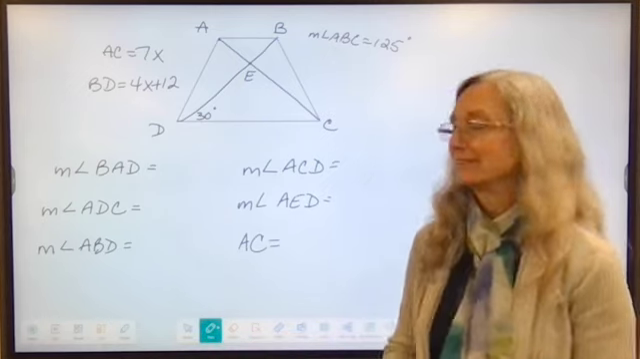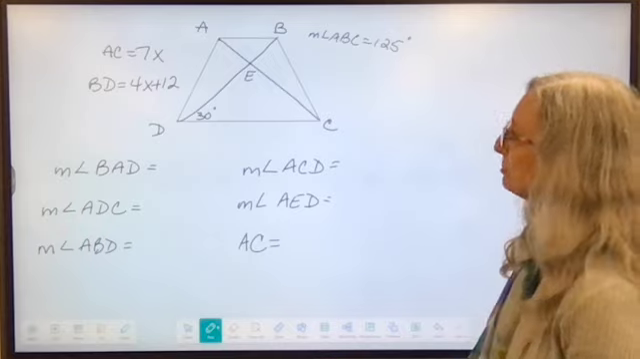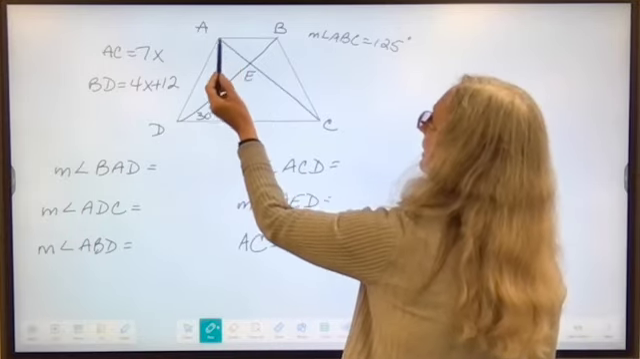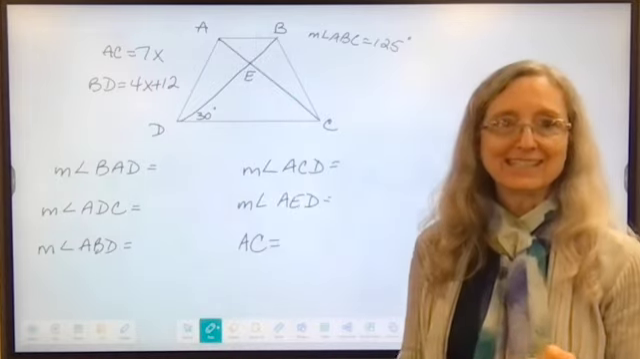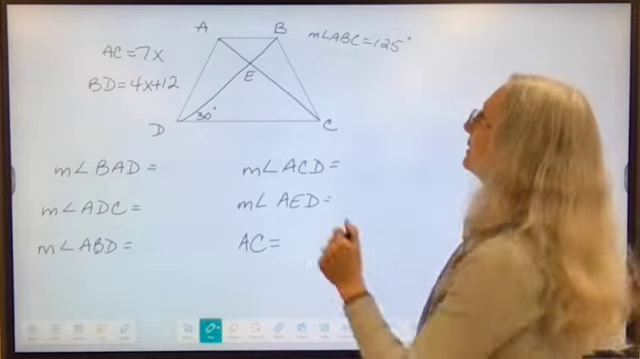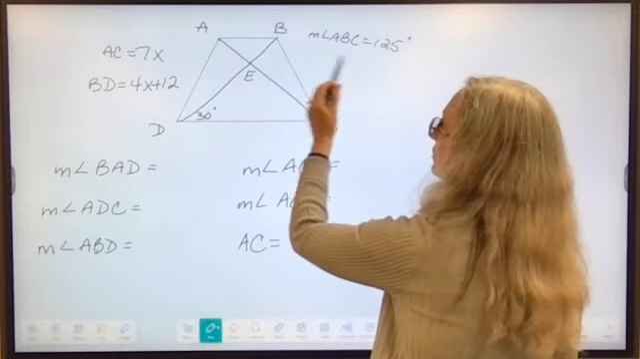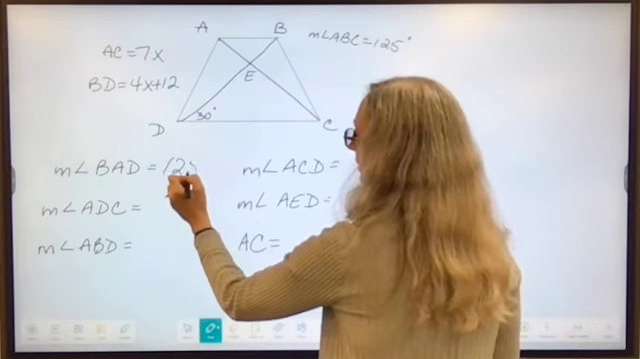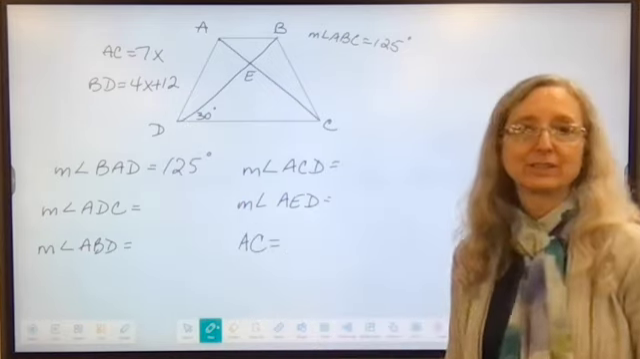So the first one that I want to find is the measure of angle BAD. BAD, this angle here. Remember, this is isosceles, so the base angles are congruent. If ABC is 125, then BAD is also 125 degrees.